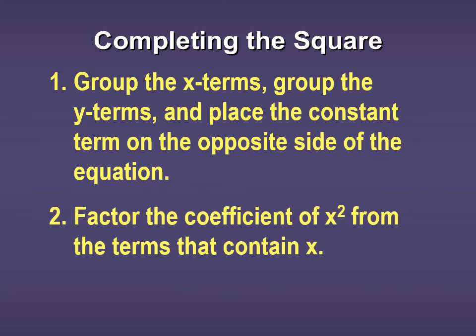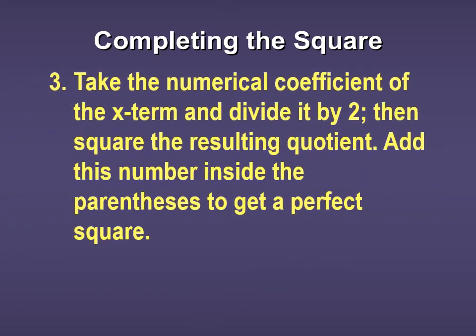Step 2: factor the coefficient of x squared from the terms that contain x. Step 3: take the numerical coefficient of the x term and divide it by 2. Then square that answer. You add that number inside the parentheses to get a perfect square.